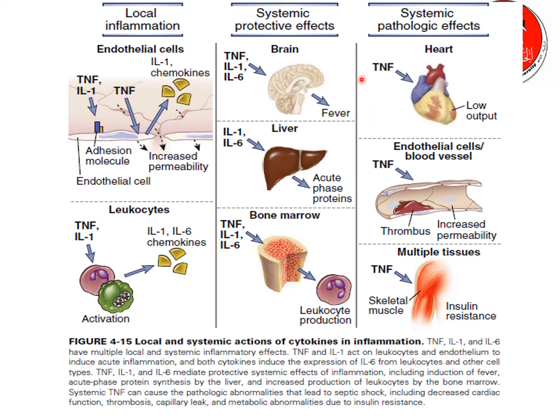Here we're talking about another family, which is the tumor necrosis factor family, and these effects include decreasing cardiac function and thrombosis, which leads to formation of thrombus, and it also leads to metabolic abnormalities due to insulin resistance.